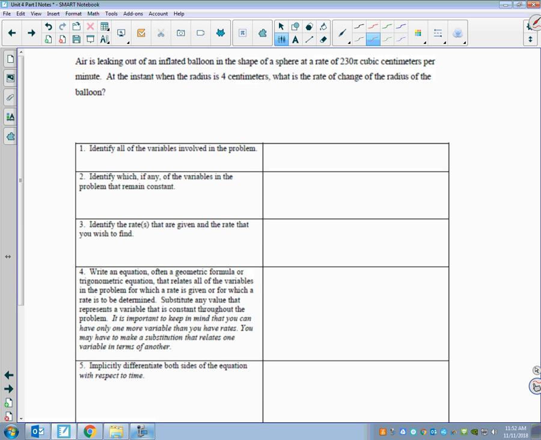So it says identify all the variables involved in the problem. Well, we're talking about a balloon in the shape of a sphere, right? So we're talking about the volume of the balloon, and in a balloon, it only has a radius, right? So like V and R. And it says identify which, if any, of the variables in the problem stay constant. So if I have a sphere and air is getting put into it, is the volume changing? Yes. Is the radius changing? Yes. So there are no constant variables in this.